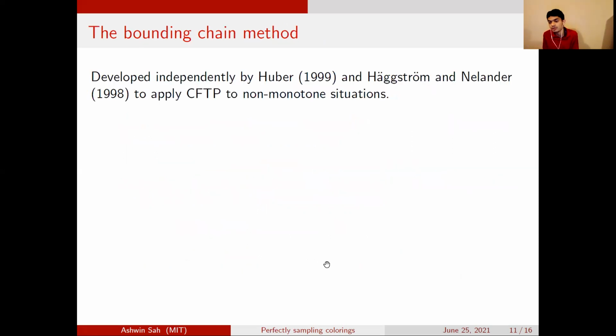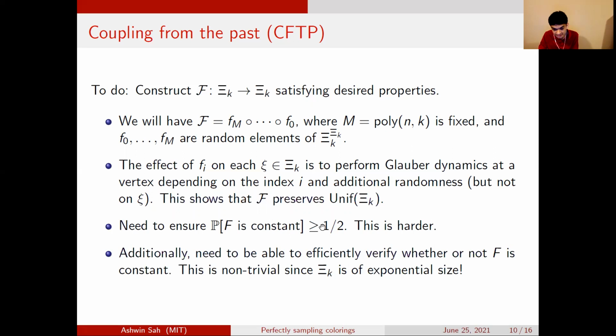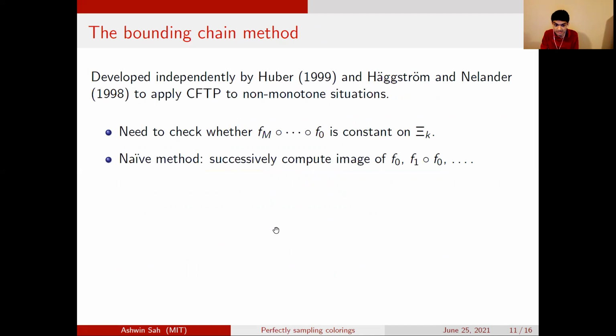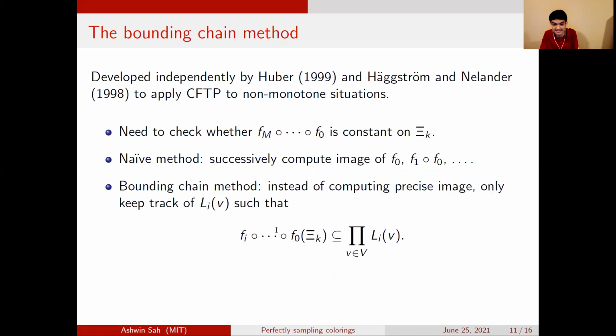In order to control these functions and understand when they're constant, we use a method called the bounding chain method, developed by Huber as well as Häggström and Nelander independently. In order to check whether this function is constant, one might just compute the images over time of these composition functions. But of course, the problem is that the state space is exponentially large. So this is not going to cut it.